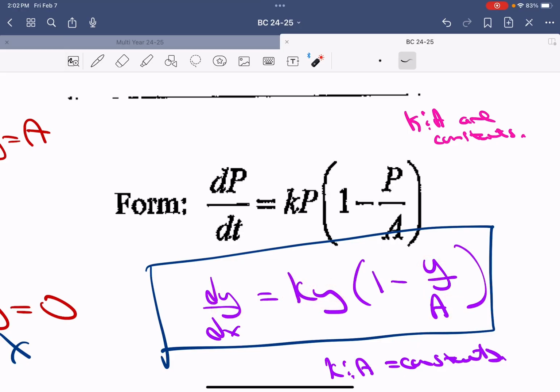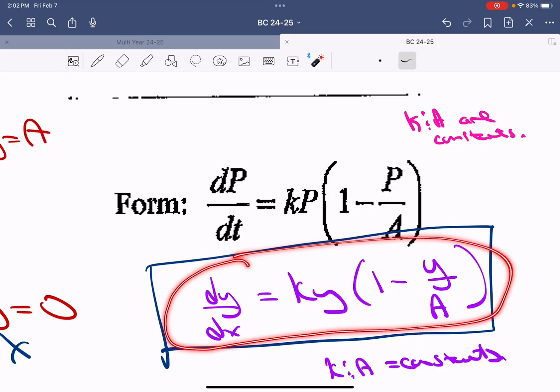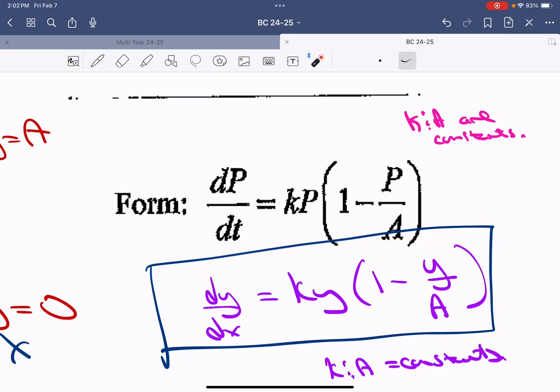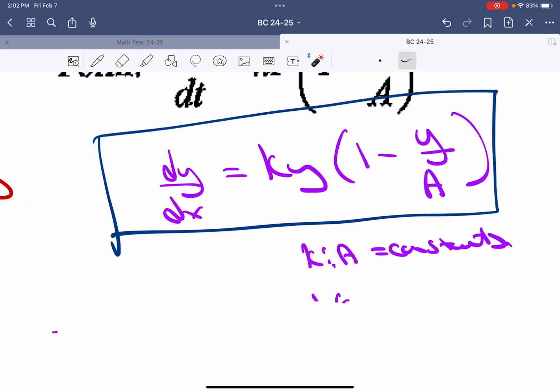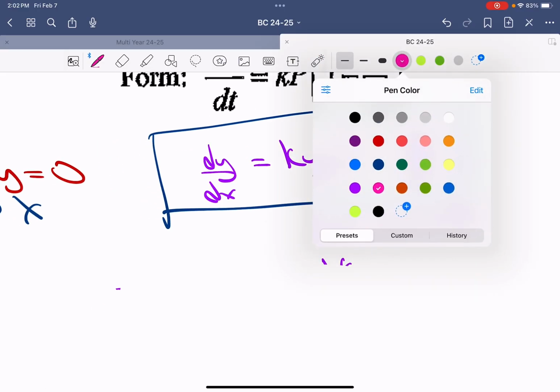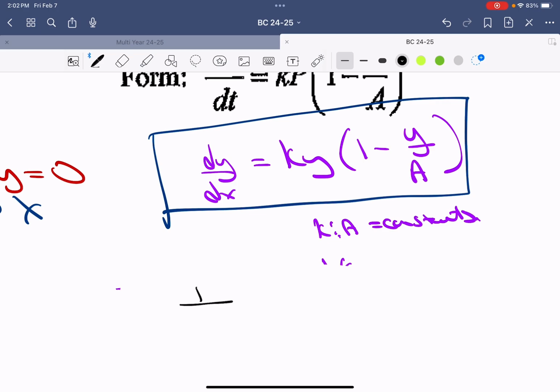And I'm going to ask you, if I were to solve this differential equation, how would I solve this? I think hopefully you'd all say, well, separation of variables for sure. I'd have separation of variables, and then I'm just going to write this down. We're not going to pursue this, and I'll tell you why in a second. I would have ky times 1 minus y over a dy equals dx.